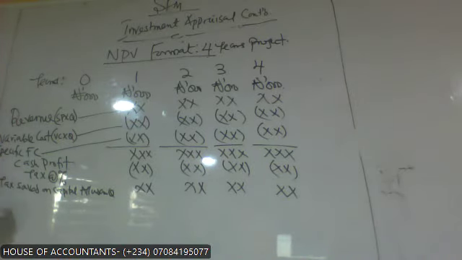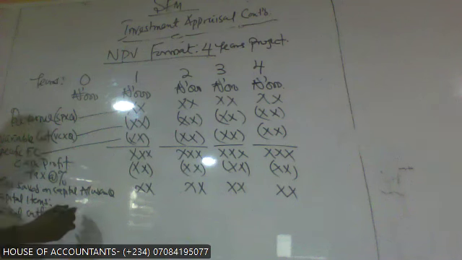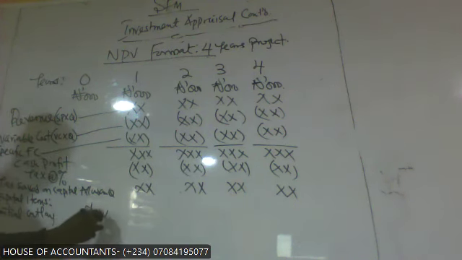So immediately after this, you consider the capital items. What are the capital items? Talking about the initial outlay. The initial outlay obviously will be year 0, so we put it there. Initial outlay.